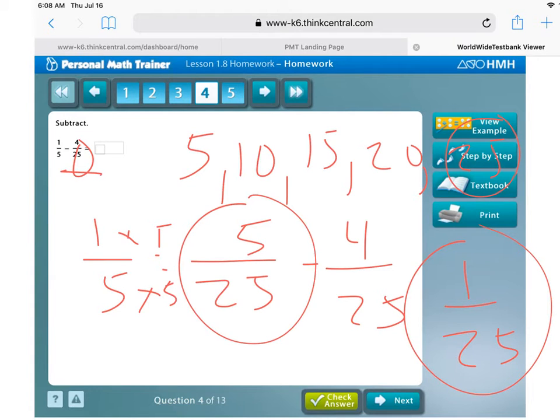So I'm going kind of fast on this, but the strategy is just find the common denominator and then compare them after you make them equivalent fractions.